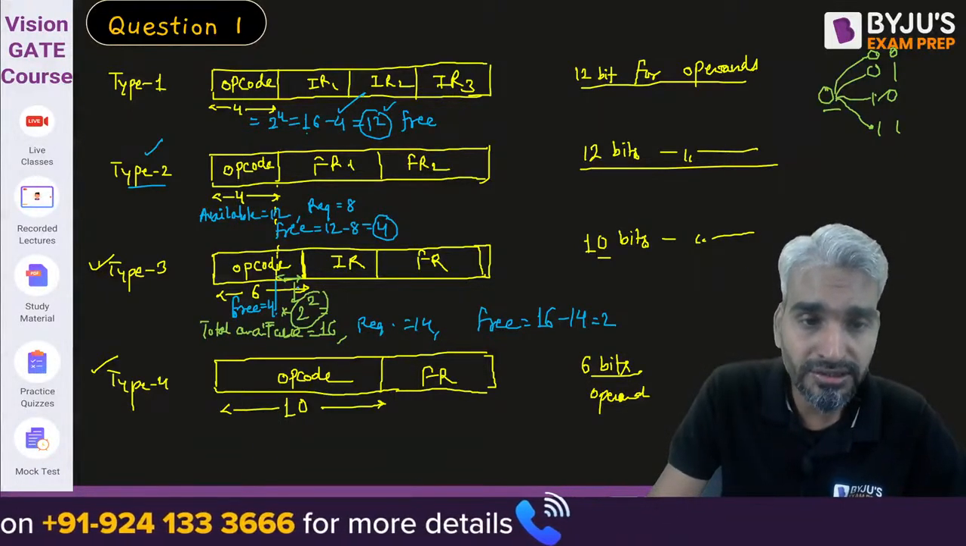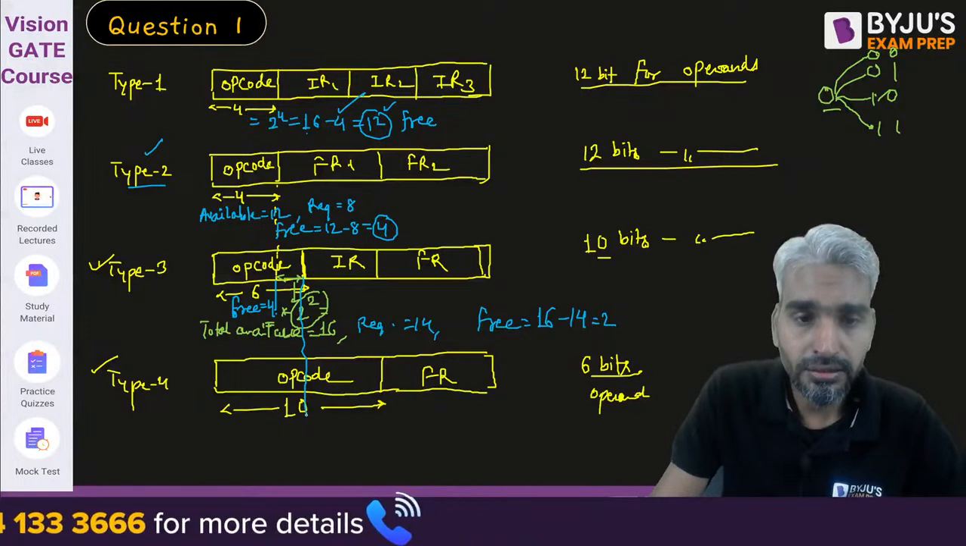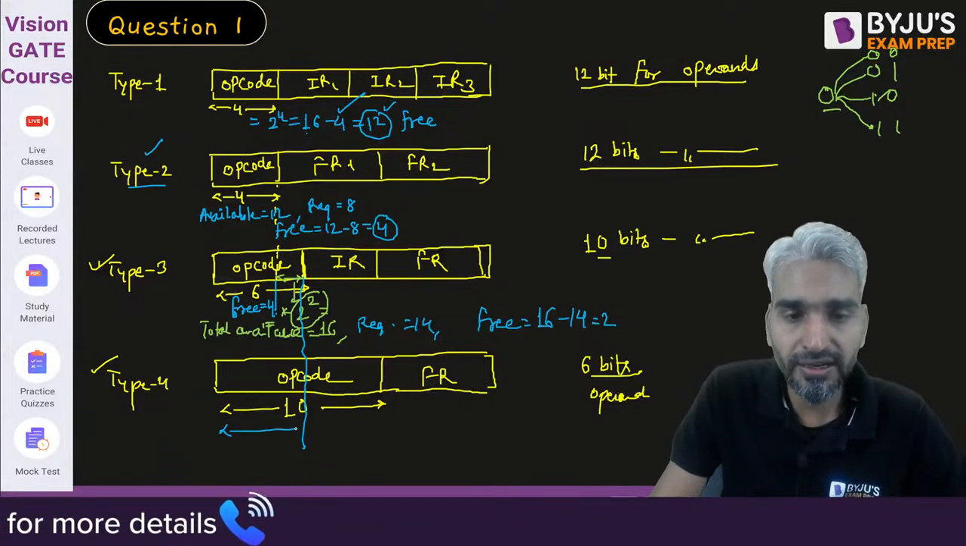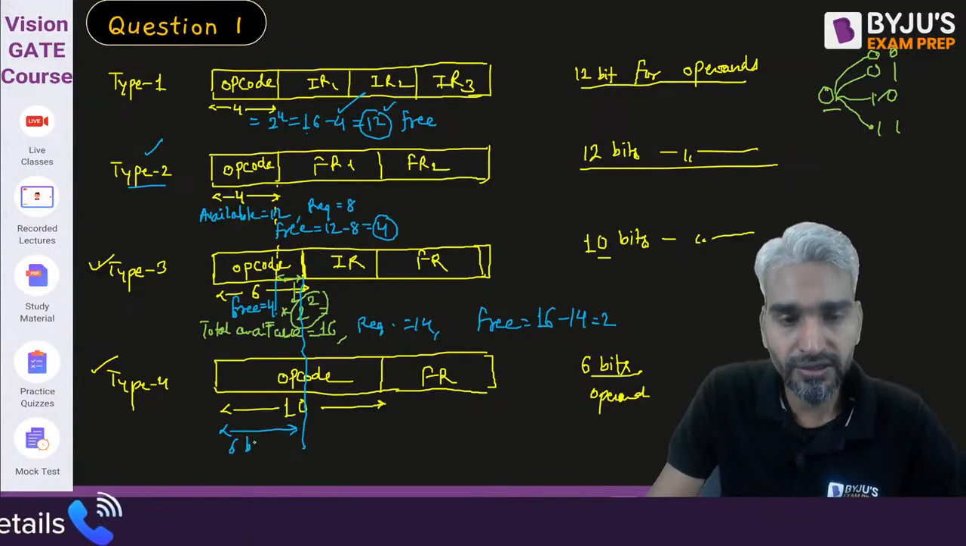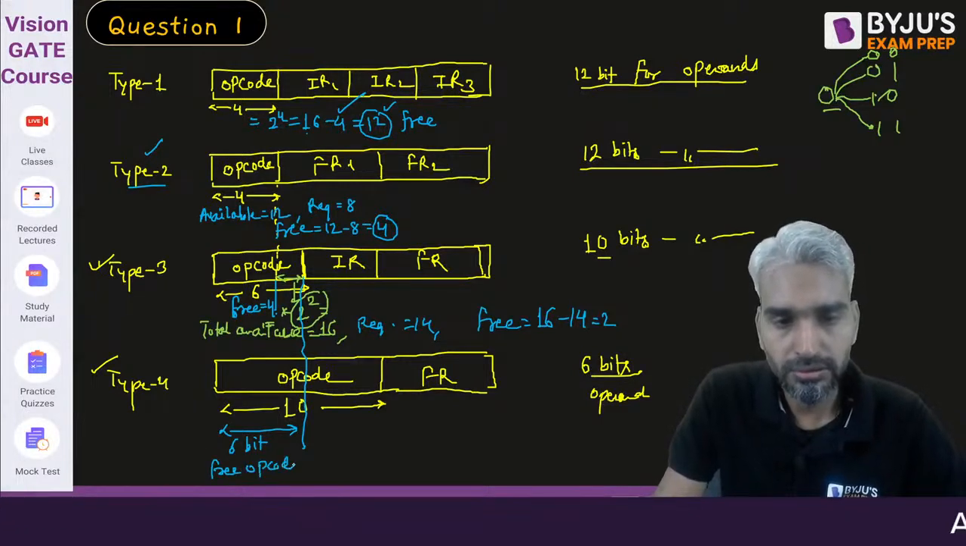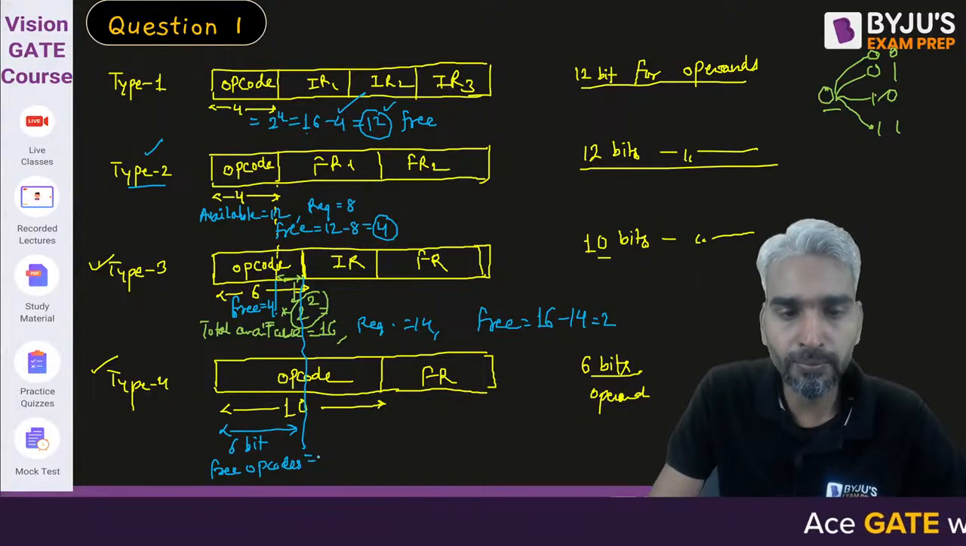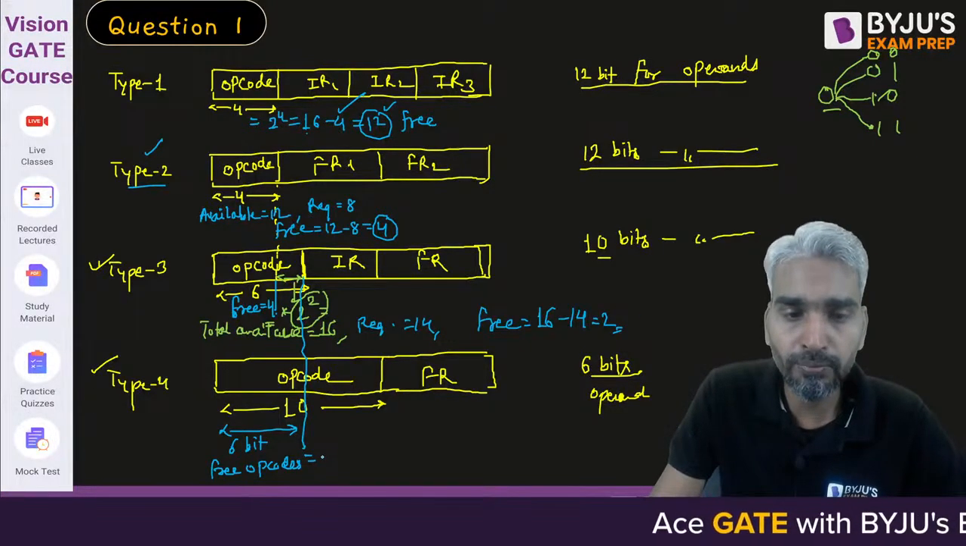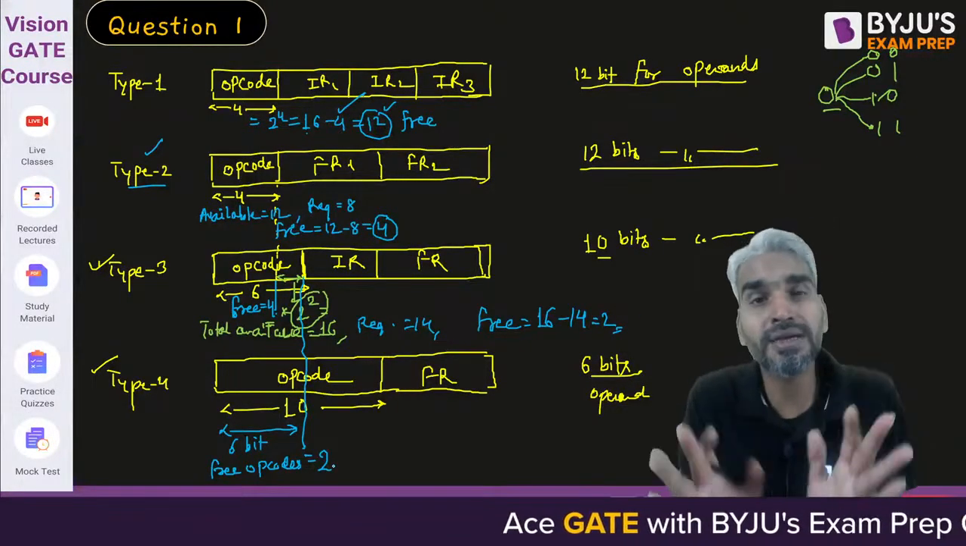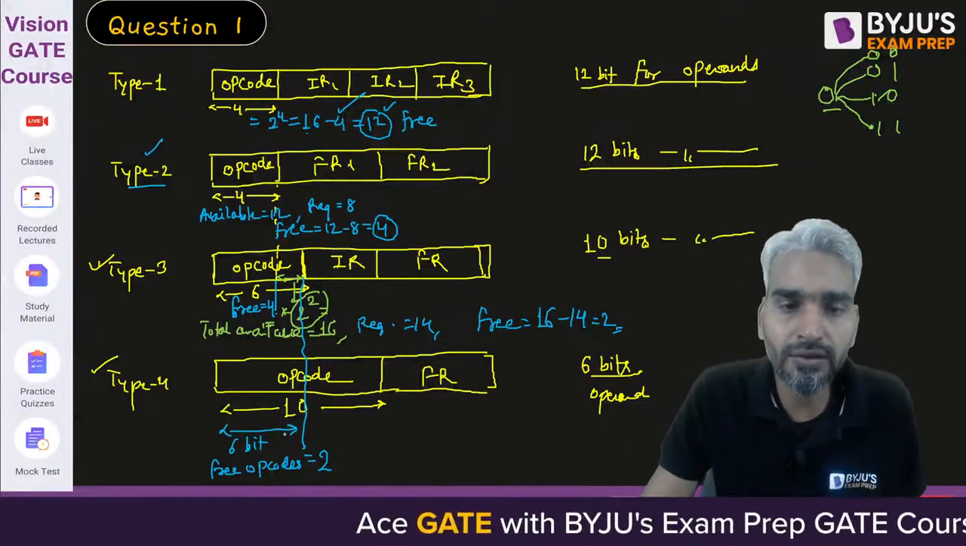So please try to understand these 6-bit opcodes which are free. 6-bit free opcodes are 2. Only two patterns of 6-bit are free.